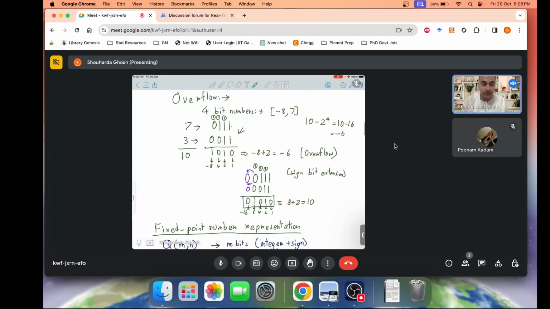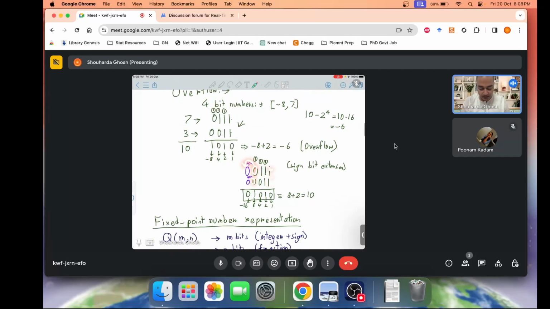In order to prevent overflow, you need to do something called sign bit extension, where you copy the sign bit, the MSB, once again to the left side for the adder and addend. Then you take the first 5 bits of the summation and ignore whatever carry comes after that.